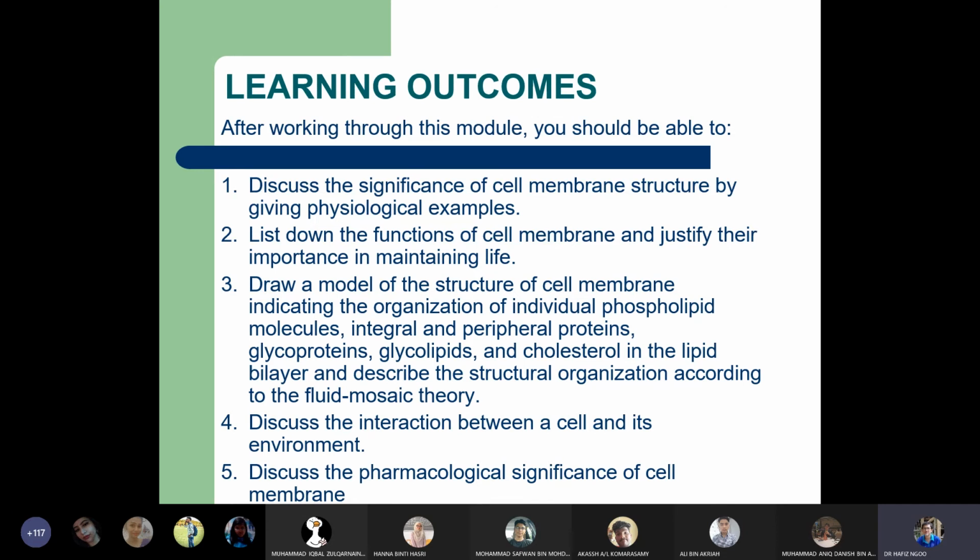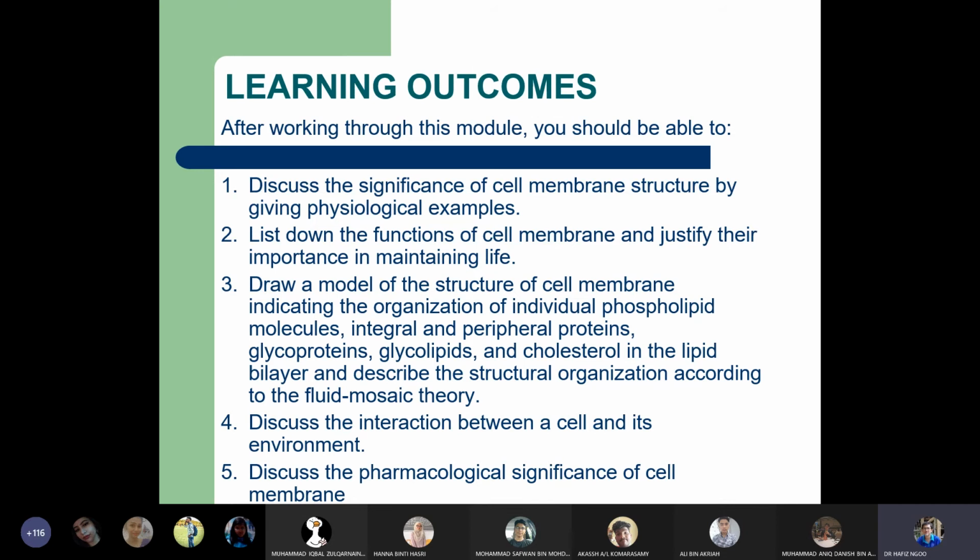Okay, any questions so far? Basically we are discussing the first learning outcome about the significance of the cell membrane. No? Okay, so I will just move on to the next one. You can read about the overview, which I already mentioned just now, just a brief one.